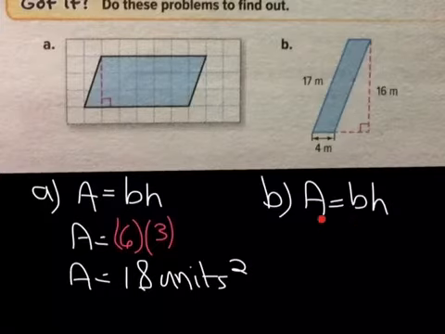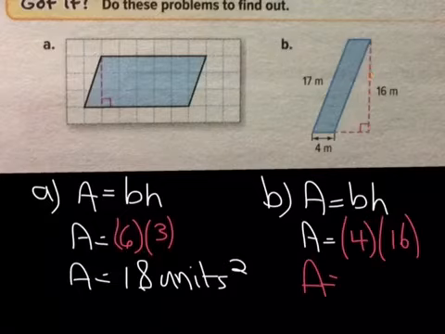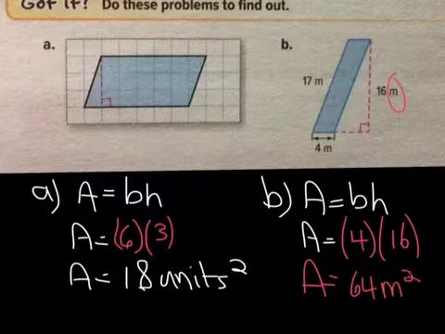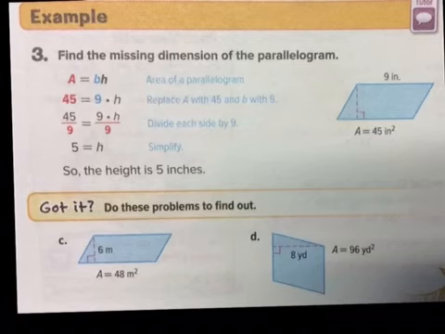Now let's try B. Please copy down the formula, area equals base times height. Our base is 4 and our height is 16. So we replace the variables, and 4 times 16, as we mentioned earlier, is 64, and this is meters. So we can write our units in meters squared. Now don't forget about the units. Sometimes you'll be given the height but not the base, or the base and not the height, and sometimes you're given the area.